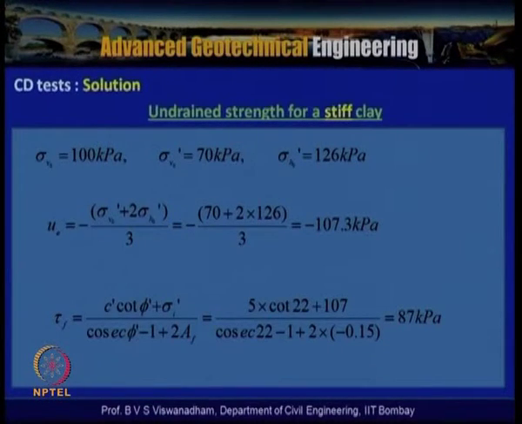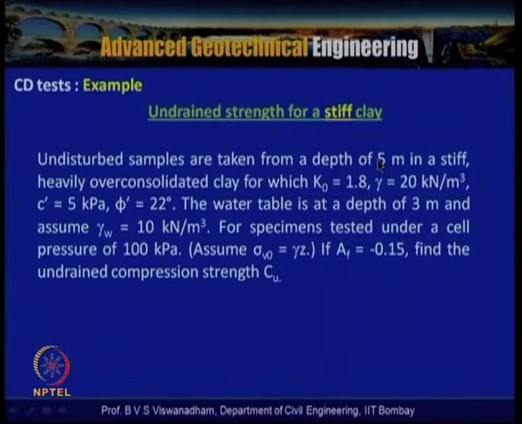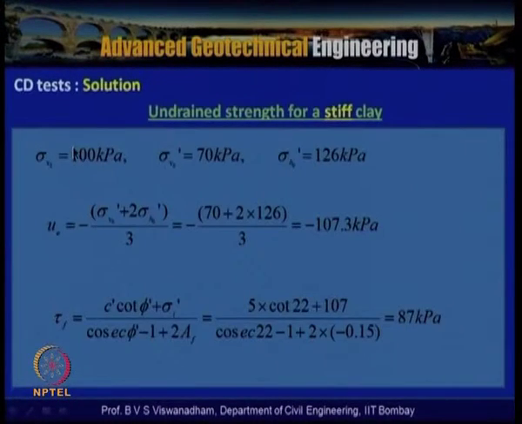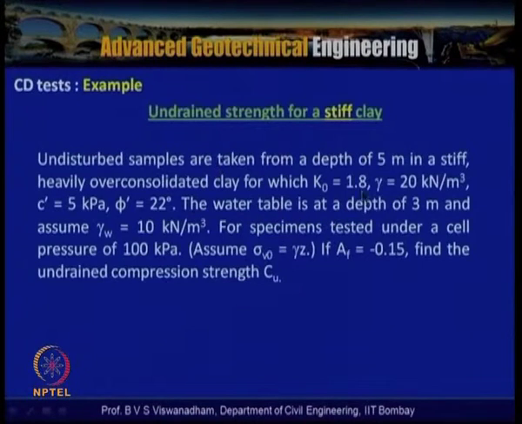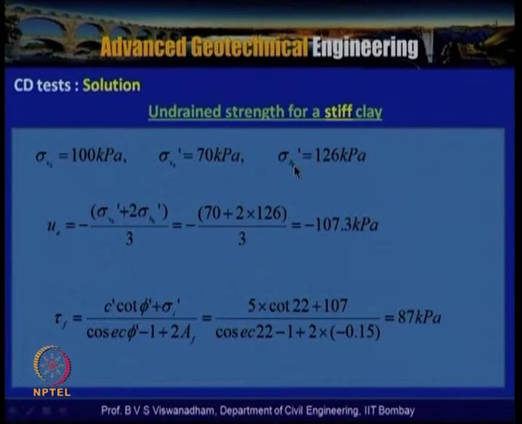So the solution again: sigma V naught is actually 5 meter times unit weight 20, so 100 kilopascals, and the effective stress can be obtained as 70 kilopascals, and with 1.8 we will be able to get sigma H dash as 126 kilopascals. Similarly here now, the change in U_E is actually calculated, where the clay is more consolidated.